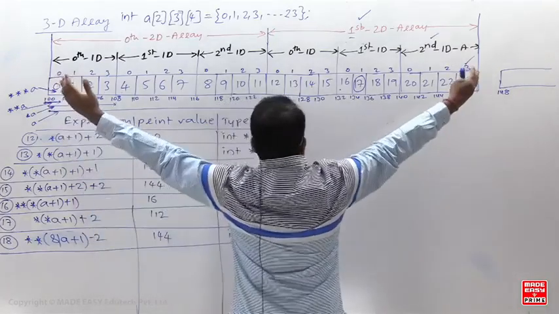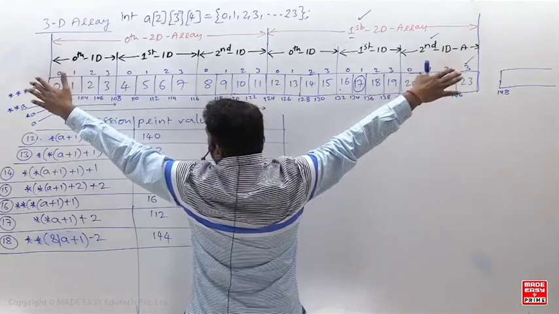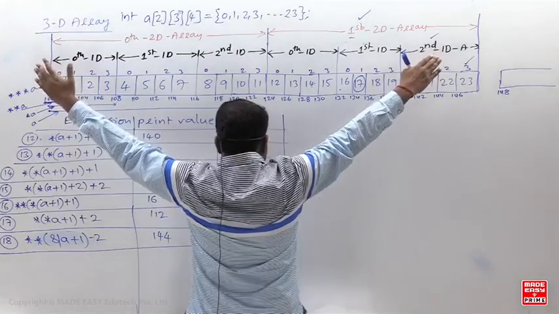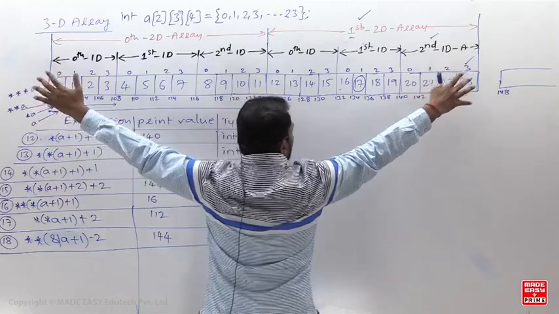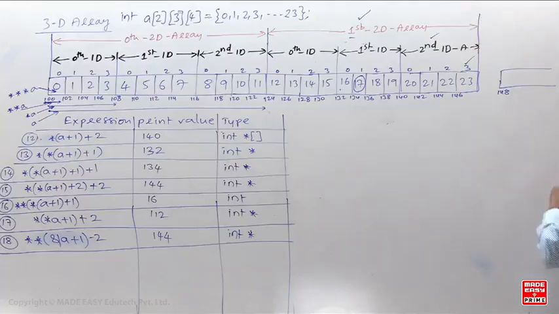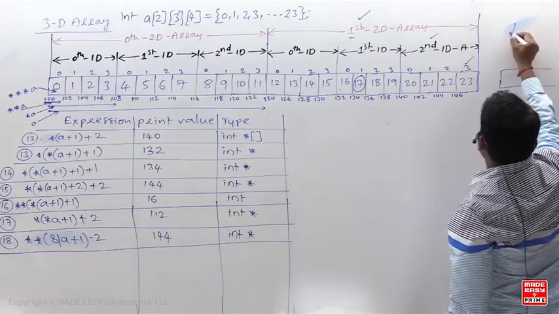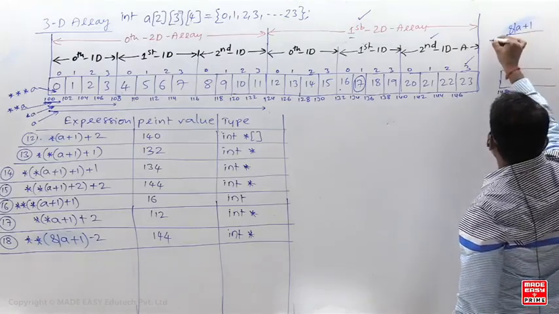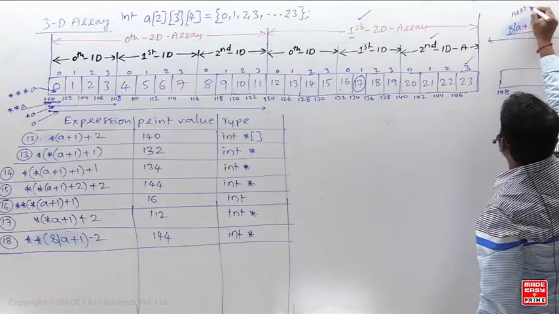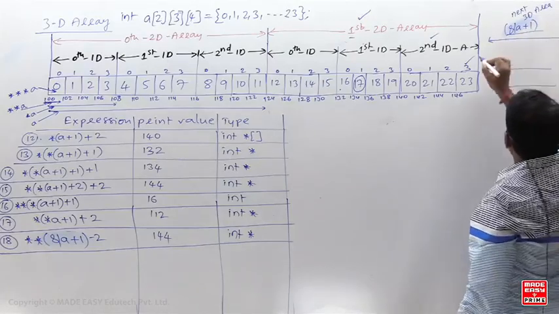Ampersand A means this one, the entire 3D array. Ampersand A plus 1 is the next 3D array, the next 3D array, this one very big. Ampersand A plus 1 is pointing to the entire next 3D array.